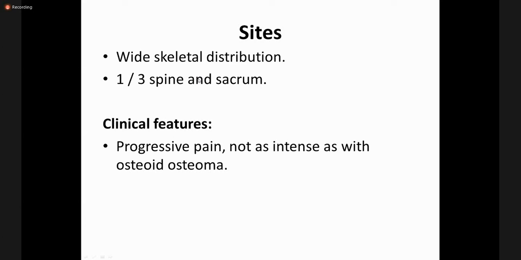One third of the tumors are present in the sacrum or spine. And again, pain is the classic and striking feature for this tumor, but it is not as intense as in osteoid osteoma, and it is not relieved by non-steroidal anti-inflammatory drugs. The difference between the pain of the osteoblastoma and osteoid osteoma is that in osteoblastoma, the pain is not as intense, and it is not relieved by non-steroidal anti-inflammatory drugs.